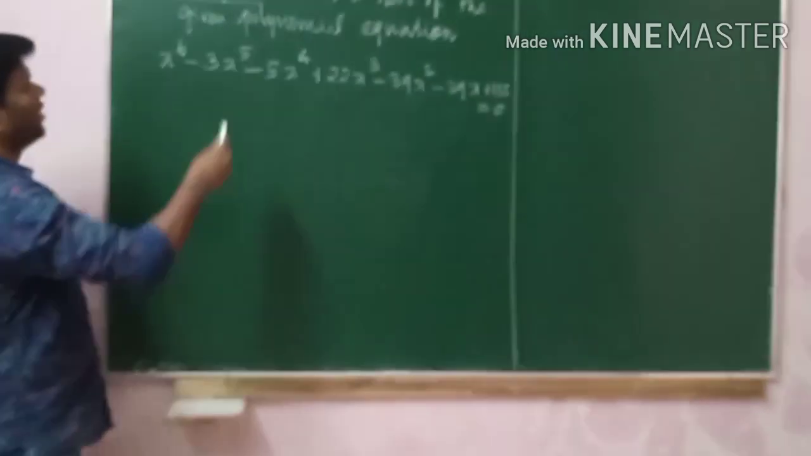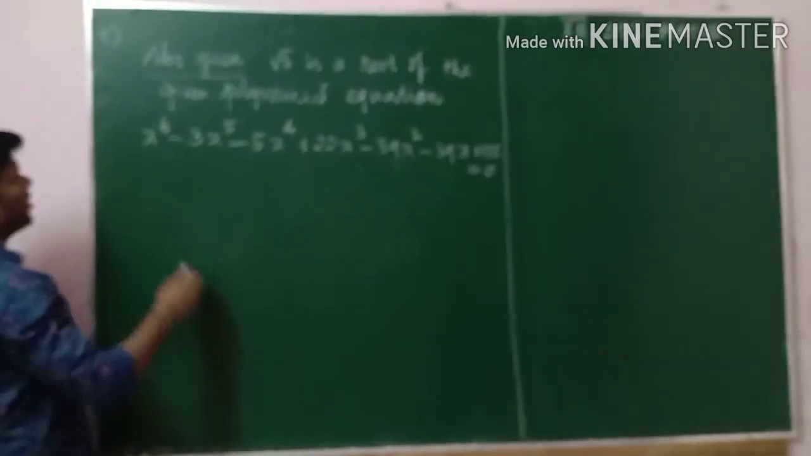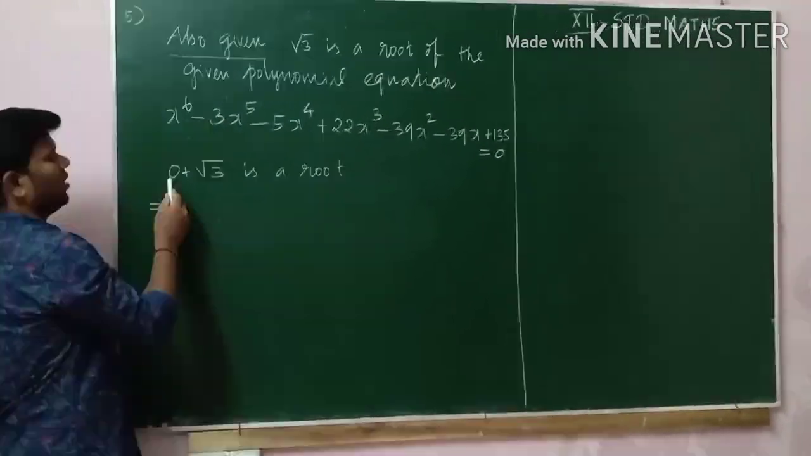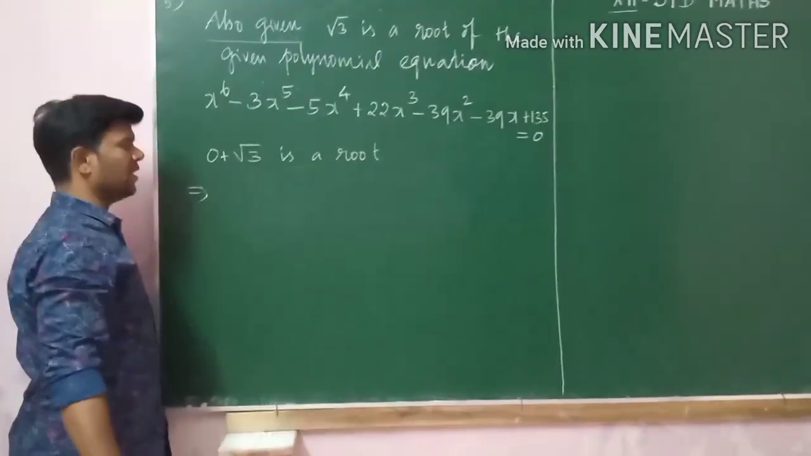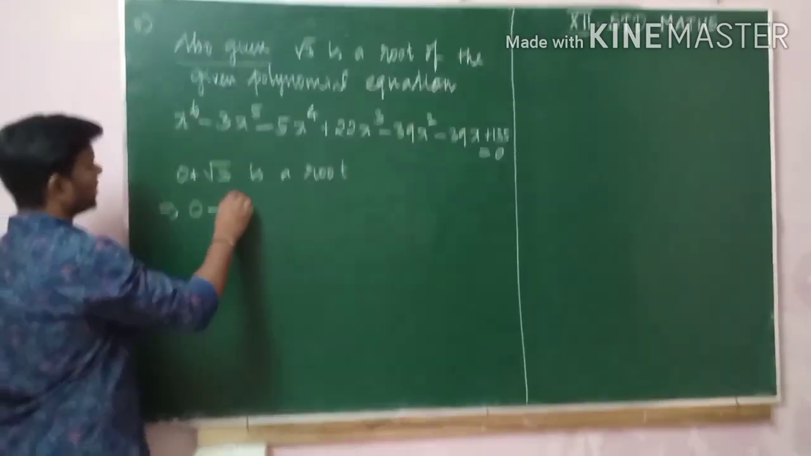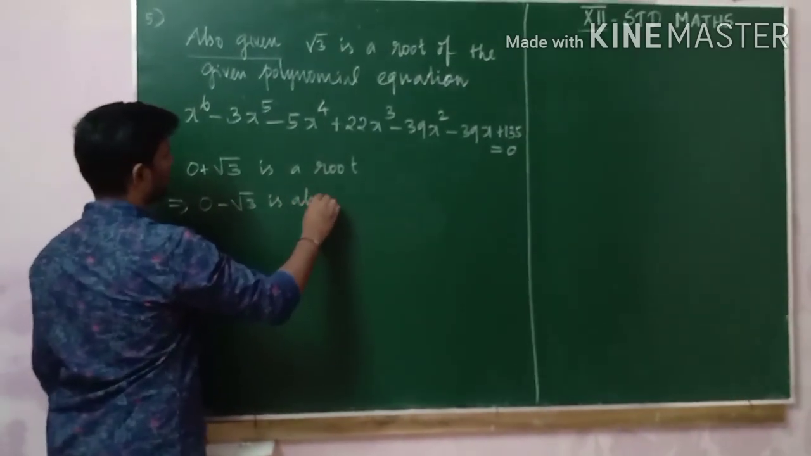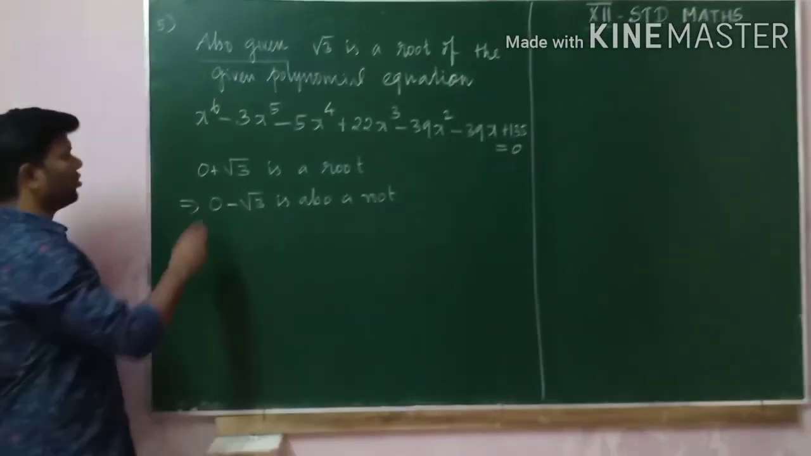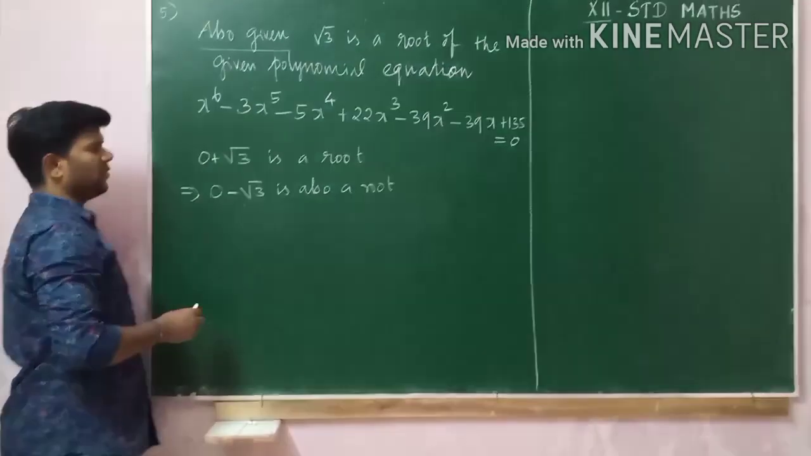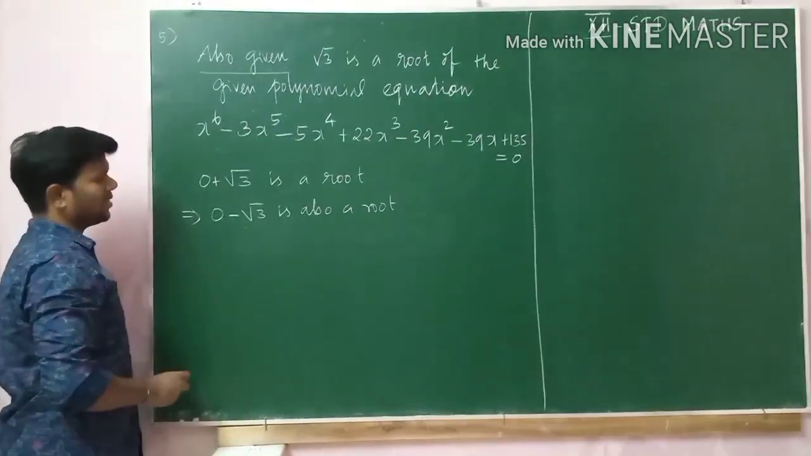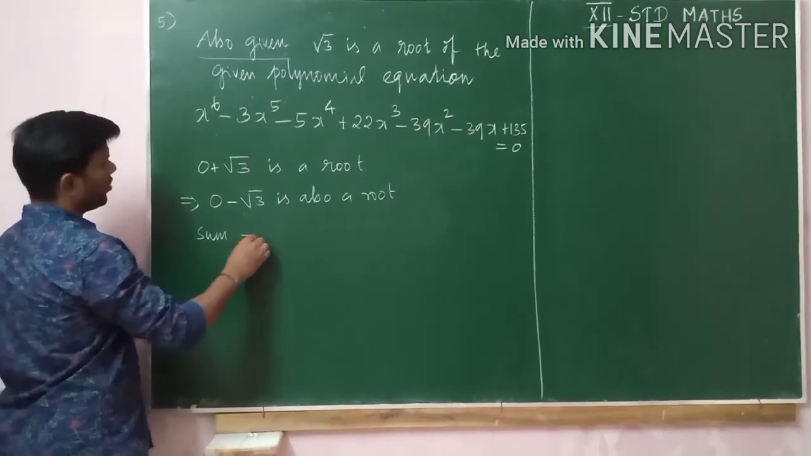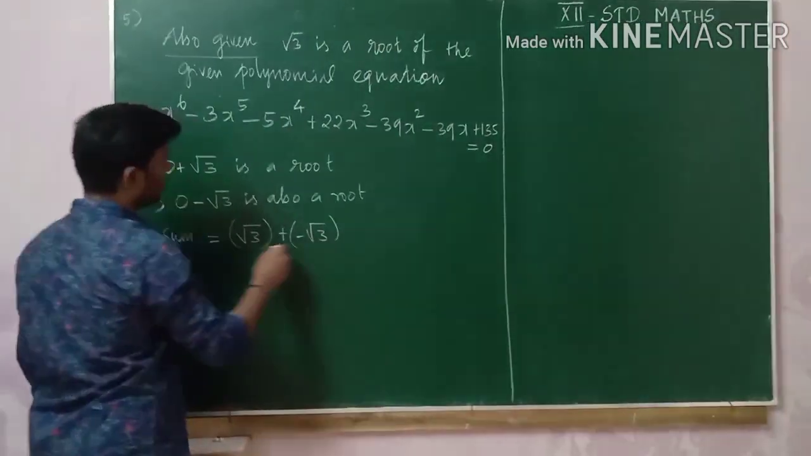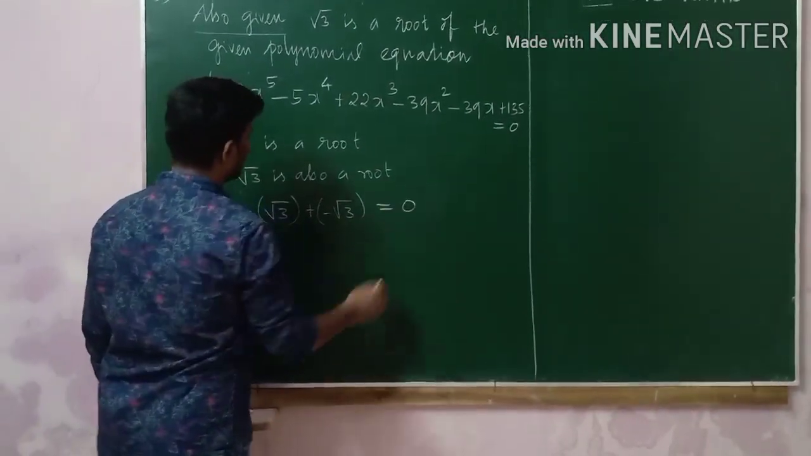No, here also they given square root of 3 is a root of the polynomial equation. So we can take this 0 plus square root of 3 is a root, which implies 0 minus square root of 3 is also a root of the same polynomial equation. So 0 plus square root of 3 is square root of 3 only. 0 minus square root of 3 is minus square root of 3 only. So sum of roots: square root of 3 plus minus square root of 3 will be 0.